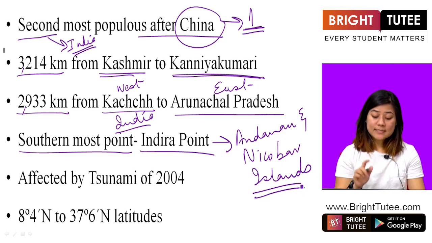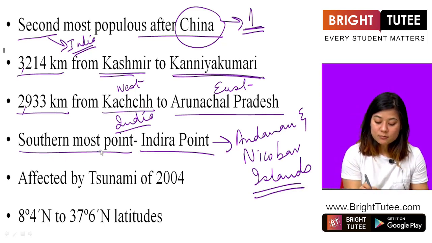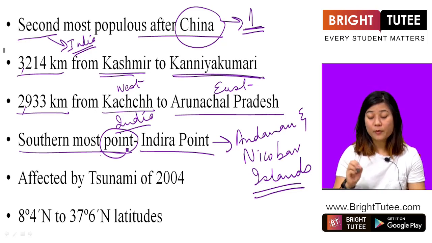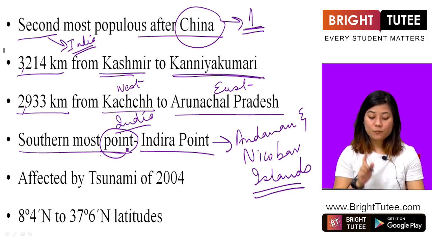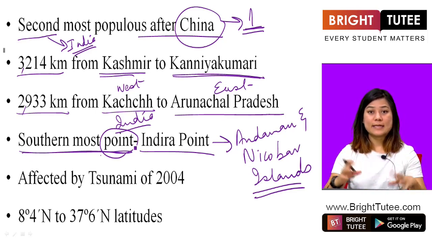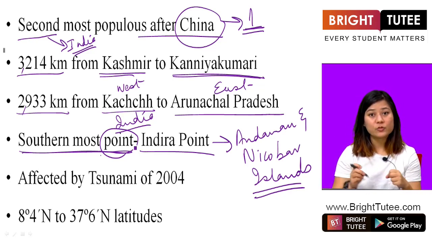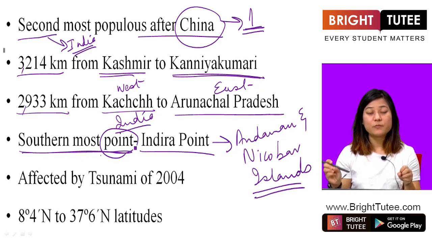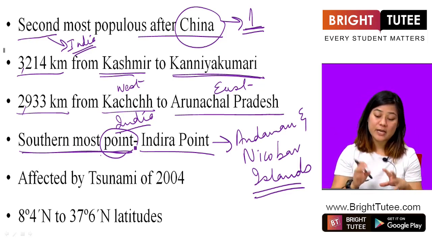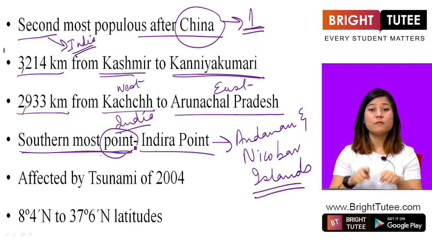Now here, this is very confusing for most of the students. Here I have said southernmost point of India. I have not mentioned southernmost point of the mainland India. I have only said southernmost point of India. That means when you look at India as a whole, including Andaman Nicobar Islands, Lakshadweep Islands, we know that we also have islands, okay, which are part of India. So it is not just the peninsula and the northern part of India, but also the islands.